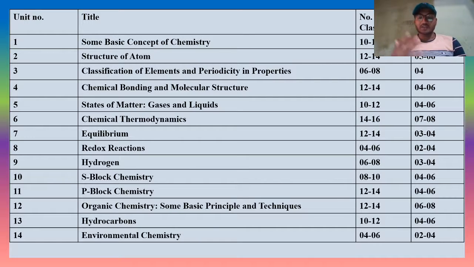Next is classification of elements and periodicity in properties. I will give you 6 to 8 classes, and it covers 4 marks in your exam. Chemical bonding and molecular structure: I will give you 12 to 14 lectures. This is a very important chapter in inorganic chemistry, and it covers 4 to 6 marks.